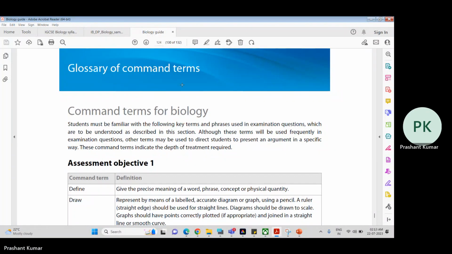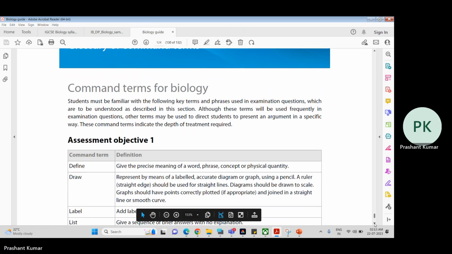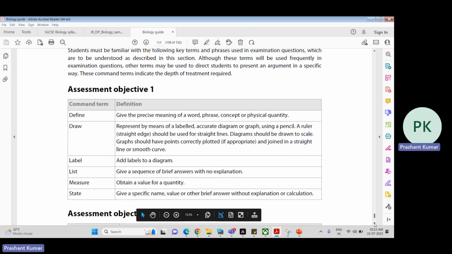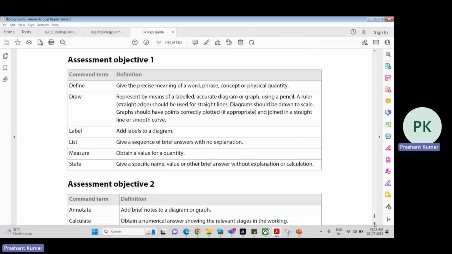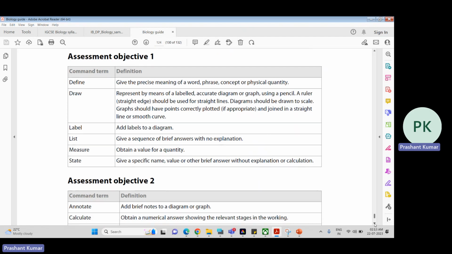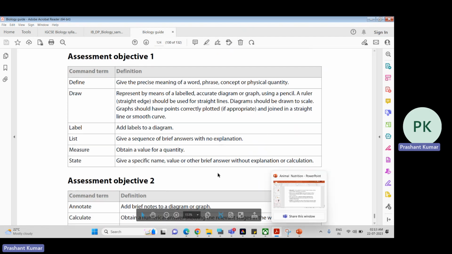So this is the glossary for command terms. For assessment, I guess many students and teachers are aware of the command terms, but I just want to recap as per the latest syllabus. The first assessment will be in 2025.